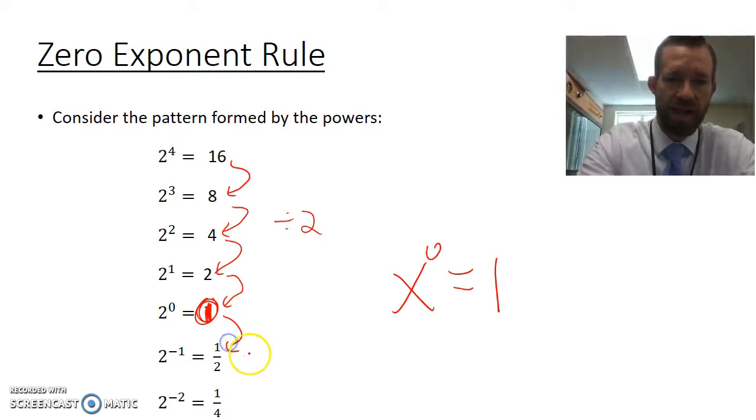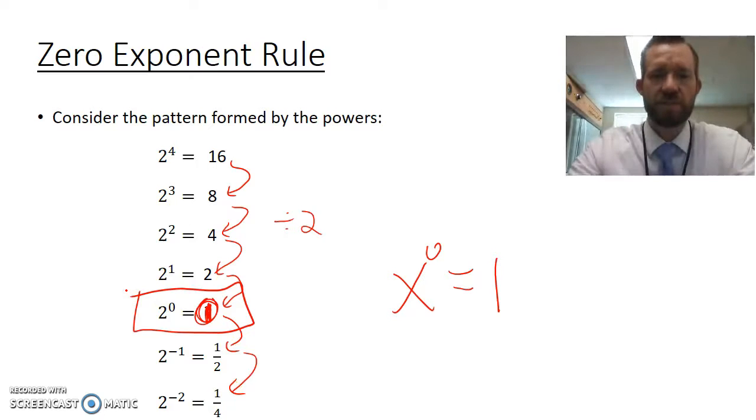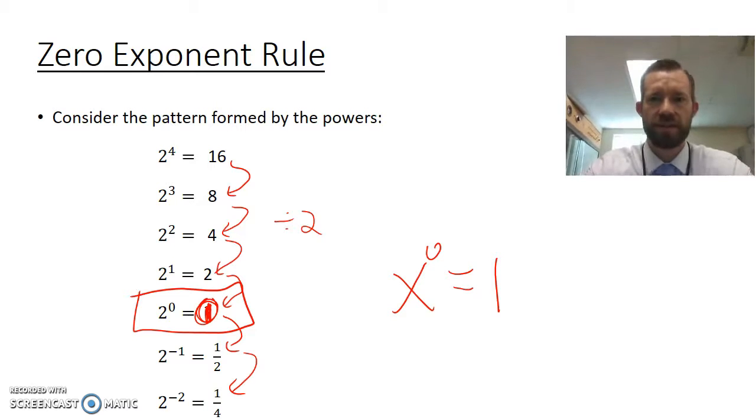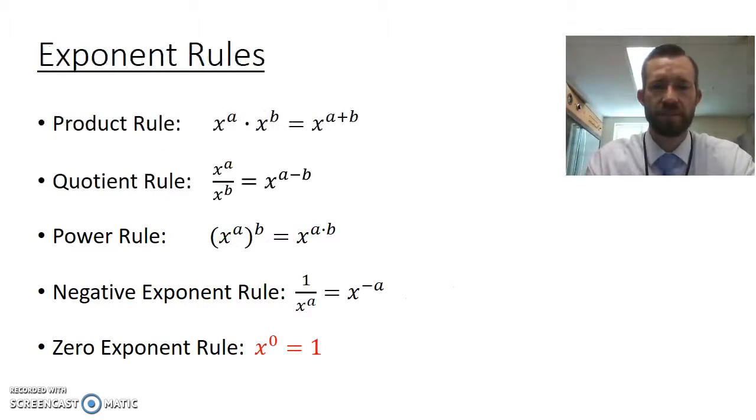Divide 1 by 2, you get a half. If this isn't 1, a lot of patterns don't work. So that's one of the reasons why anything to the 0 power is always 1. It's an abstract idea, but it means just ones. There's all 5 of the exponent rules.